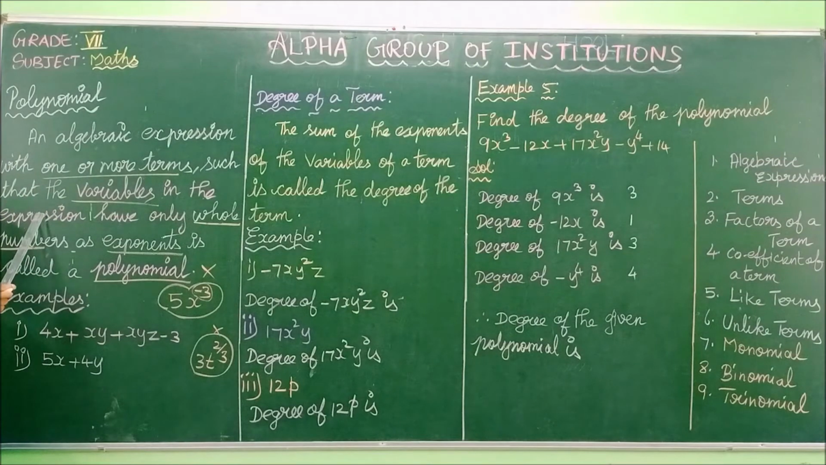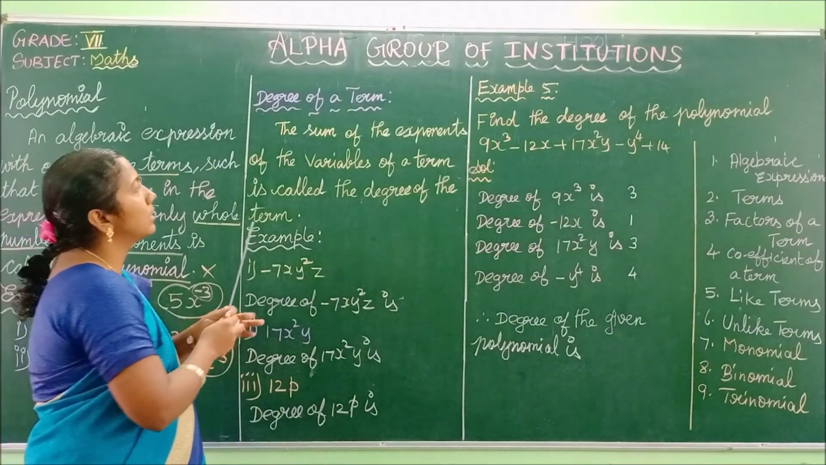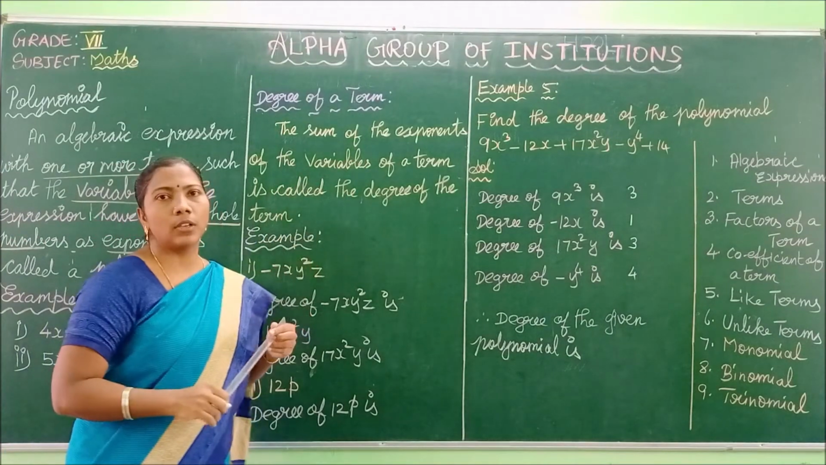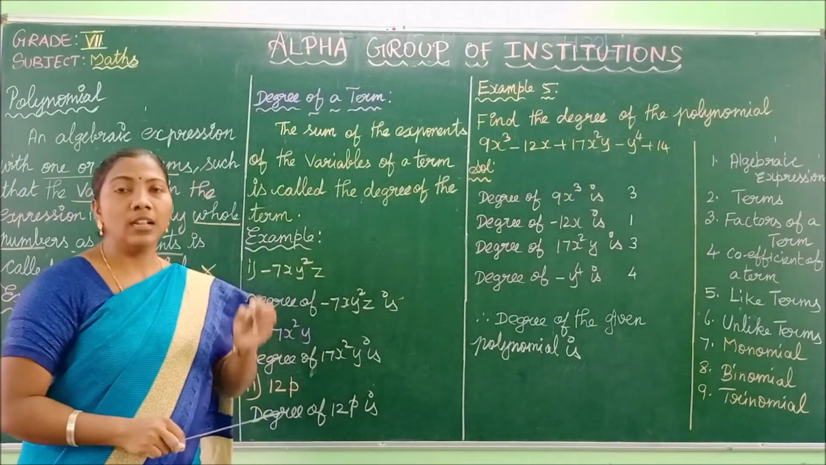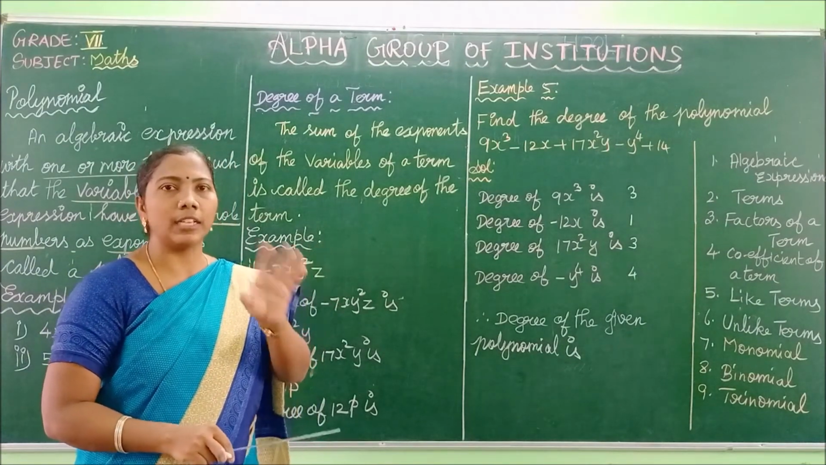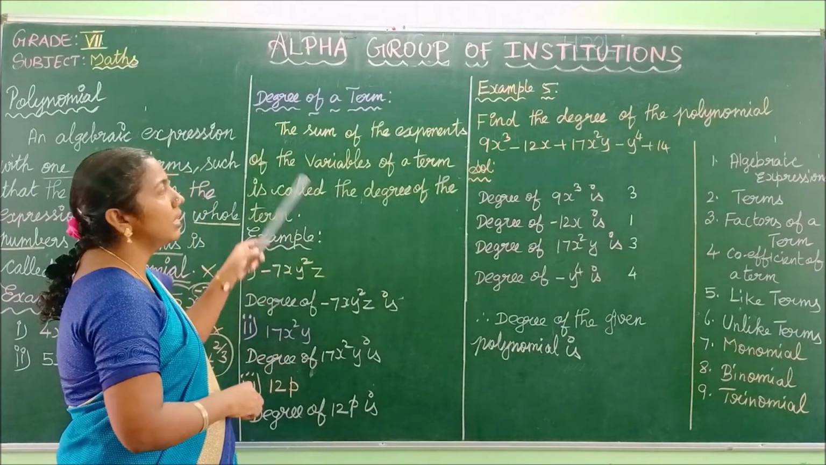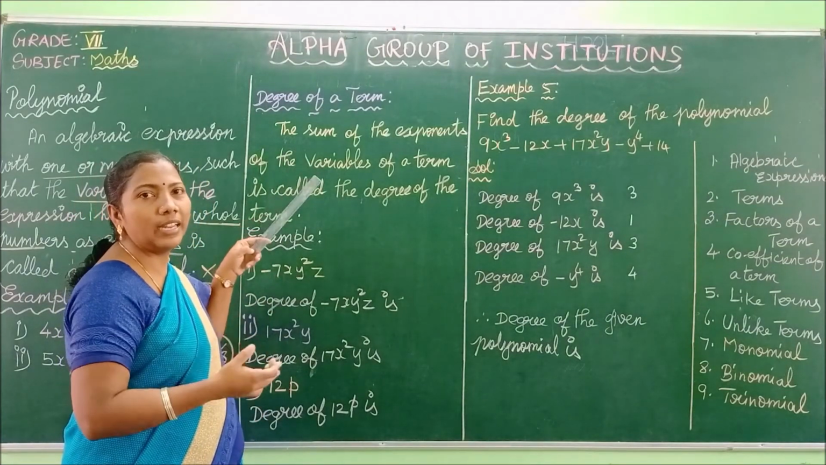Once again I am reading the definition of polynomial: an algebraic expression with one or more terms such that variables in the expression have only whole number as exponents is called a polynomial. Okay. Next we are going to discuss degree of a term. How can we define degree of a term? The terms come in the algebraic expression. For that we are considering one term. Before that let us see how to calculate the degree of a term.